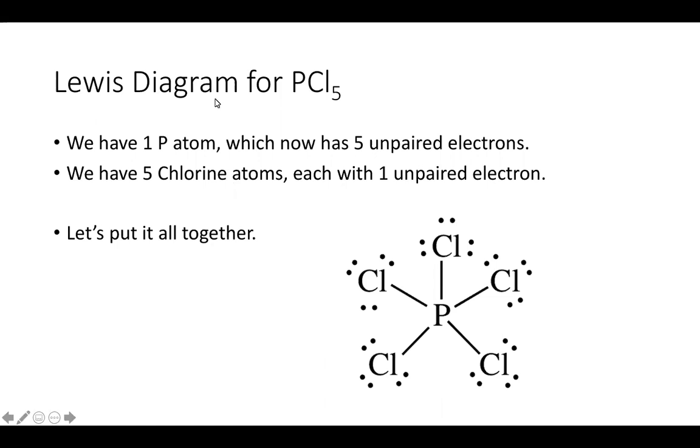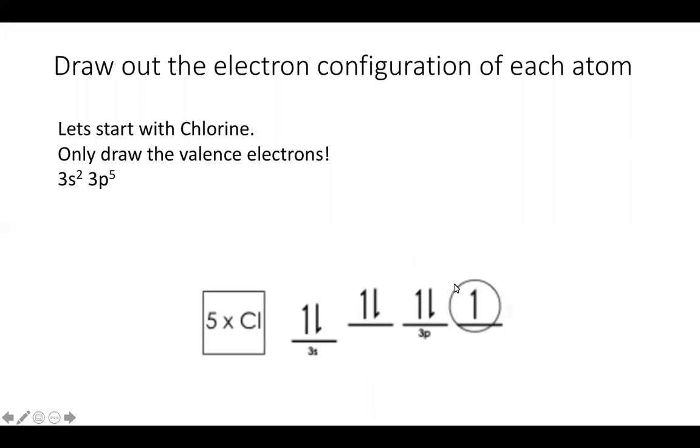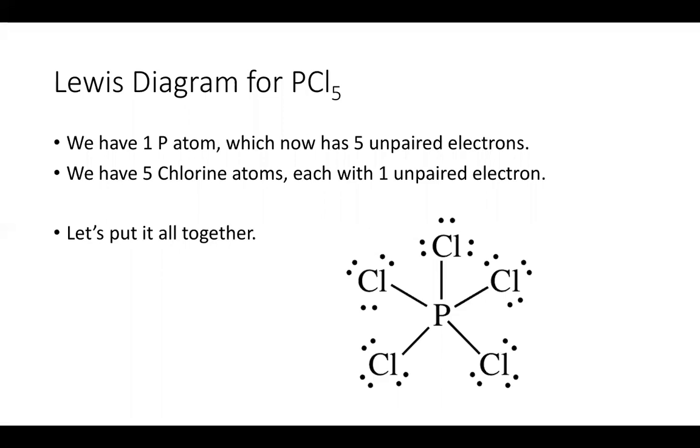So if we look to put the diagram together, we've got the one phosphorus atom, which has the 5 unpaired electrons that we saw here, and we have the 5 chlorine atoms, which each have that 1 unpaired electron, which we saw back here. 5 chlorine atoms with 1 unpaired electron. So if we put it all together, we have our phosphorus atom with 5 unpaired, and each of these unpaired electrons is going to pair with 1 of these chlorine atoms.